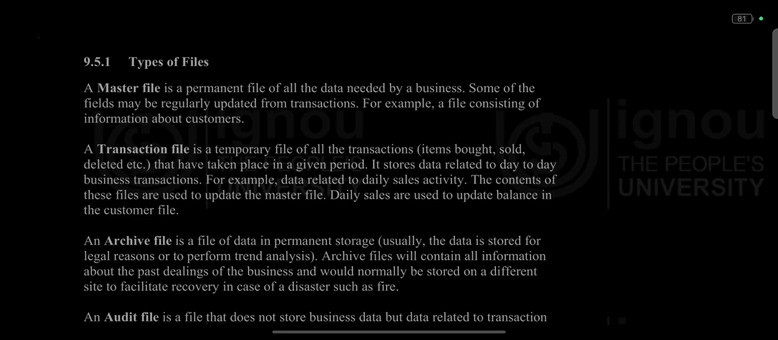An archive file is a file of data in permanent storage. Usually, the data is stored for legal reasons or to perform trend analysis. Archive files will contain all information about the past dealings of the business and would normally be stored on a different site to facilitate recovery in case of a disaster such as fire.